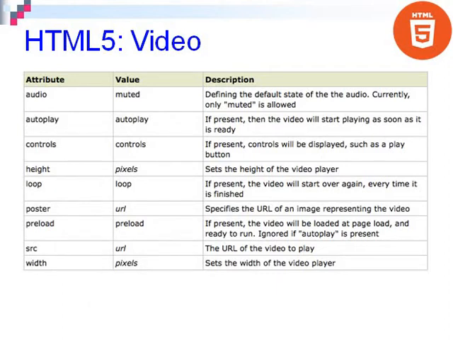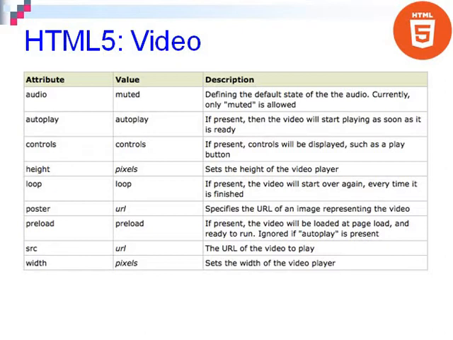These are the possible attributes that can come with the video tag. Attribute audio. The value taken by the audio attribute is muted. It defines the default state of the audio. Currently, only muted is allowed. Autoplay. It takes the value autoplay. If present, then the video will start playing as soon as it is ready. Third attribute is controls. Controls is equal to controls. If present, controls will be displayed.